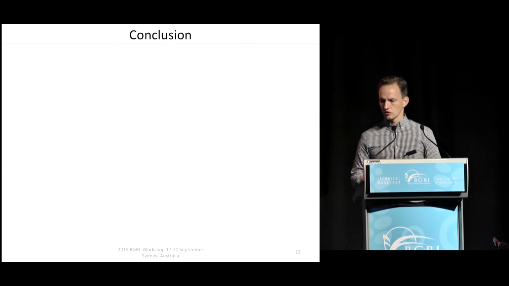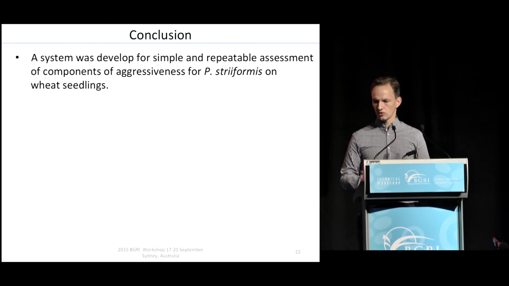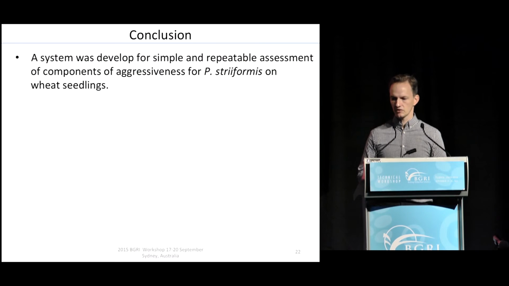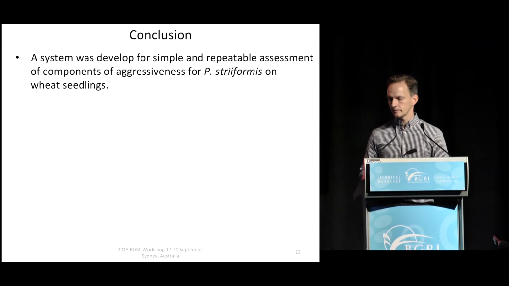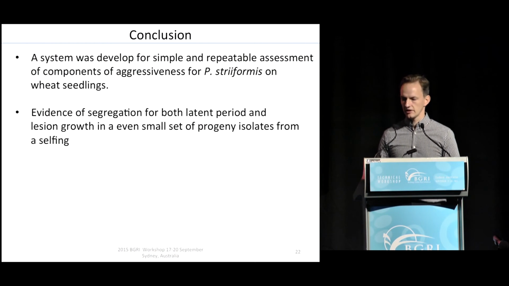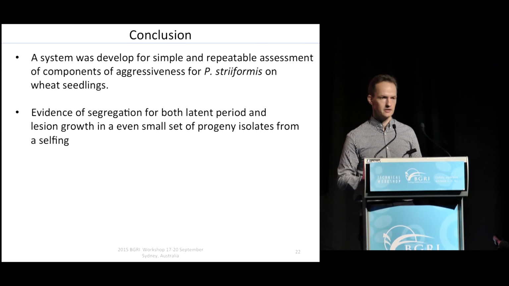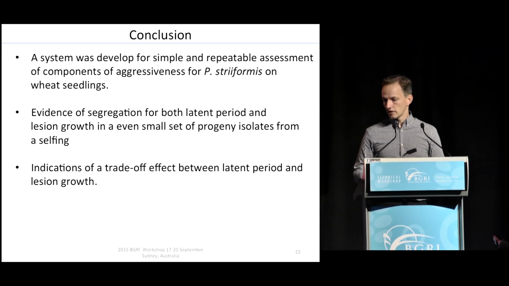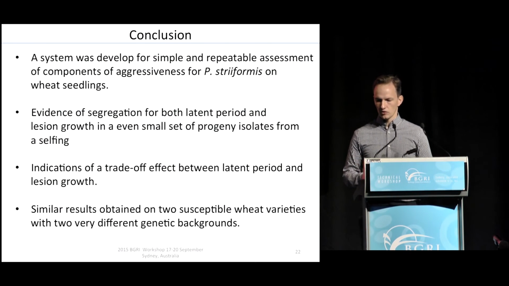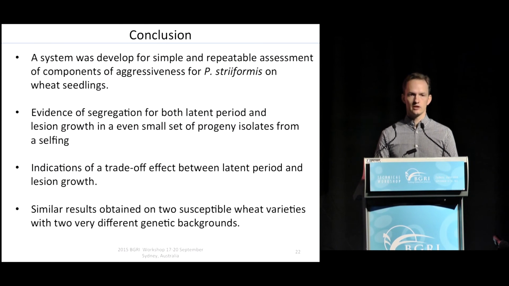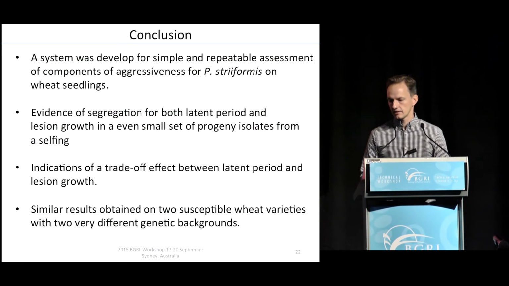Then just a few conclusions about the study. We developed a system for simple and repeatable assessment of components of aggressiveness for Puccinia striiformis on wheat seedlings. This worked very nicely with the point inoculations and the assessment of latent period and lesion growth. It was quite easy to handle. Then we had evidence of segregation for both latent period and lesion growth in even a very small set of progeny isolates that came from a selfing. And we had an indication of a trade-off effect between latent period and lesion growth. In the end, similar results were obtained on 2 susceptible wheat varieties with 2 very different genetic backgrounds, indicating that the effects we saw were mainly due to the genetics of the isolates and not so much related to interaction with the host.